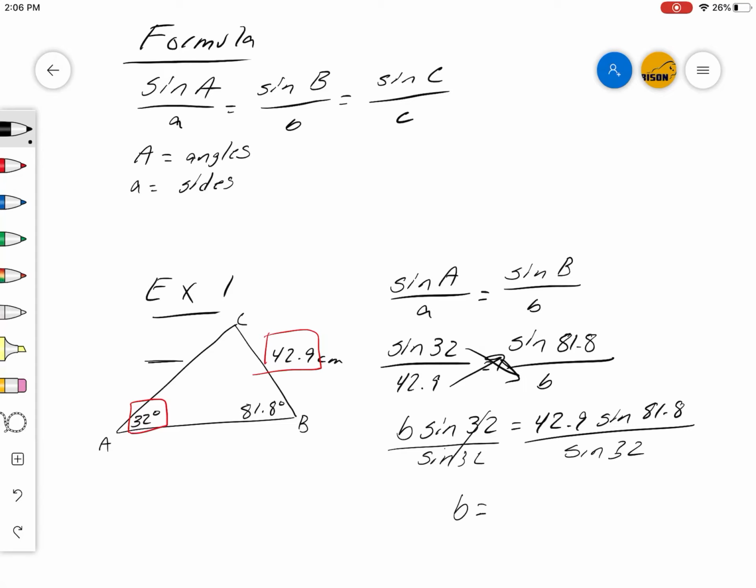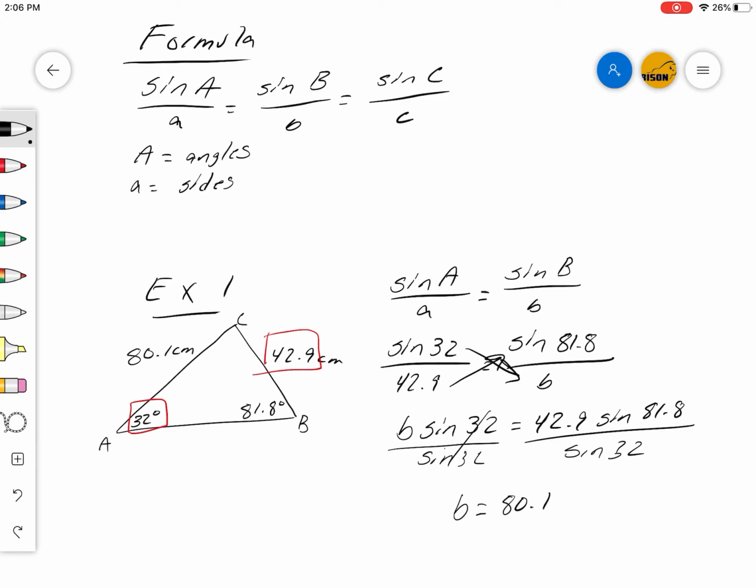That gave me 80.12. Okay, now I need to look at my rounding over here. On the picture, side A is 42.9. That's rounded to 1 decimal place, so I'm going to round my number to 1 decimal place. Remember, I had 80.12, so I'm going to round that to 80.1. Okay, so that is my B. So I'm going to come over here on my picture and put it in. 80.1 centimeters.